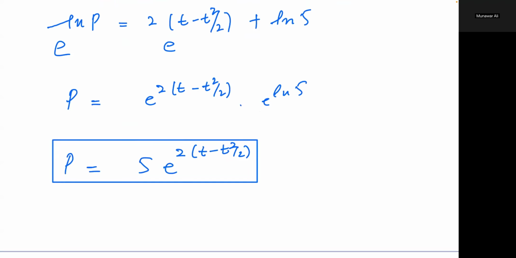And you can still verify: if you put t equal to 0, the value of p will be 5. And if you differentiate and substitute in the actual differential equation, you will get the left hand side equal to the right hand side.